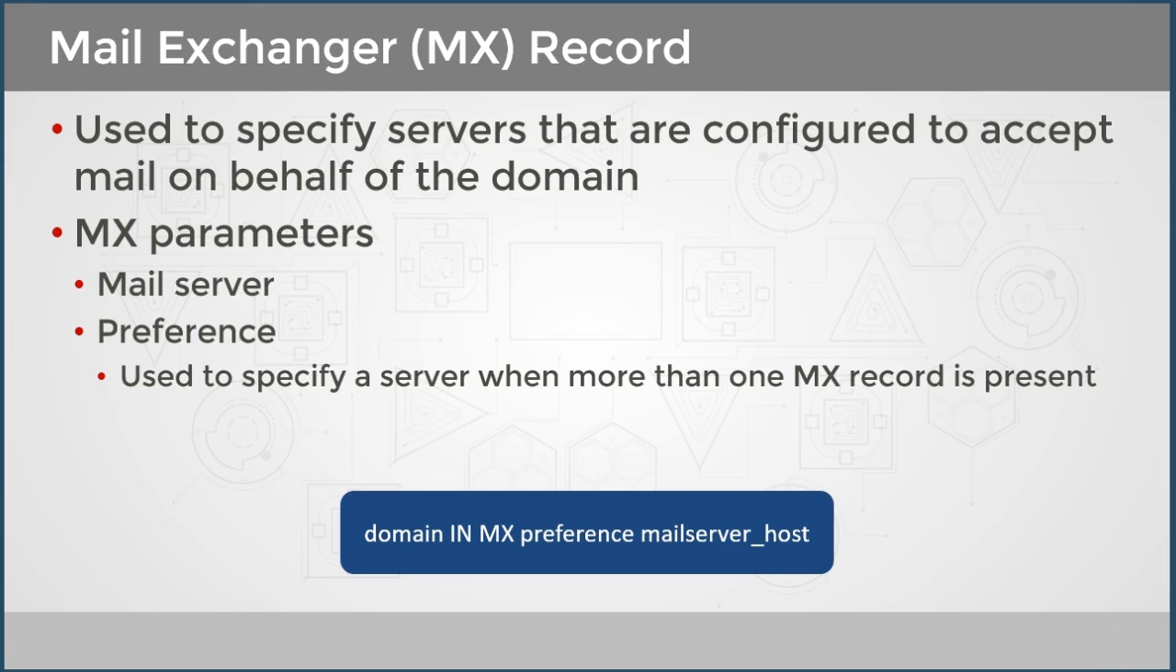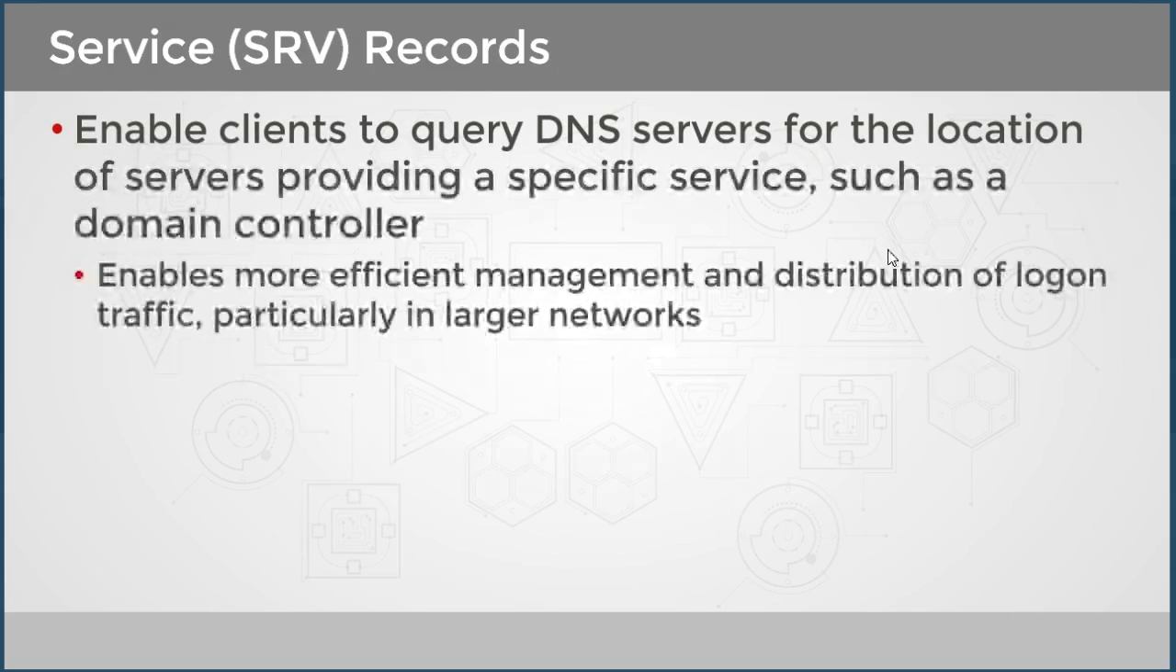So you can see an example here, the domain it services, IN for internet, MX as the mail exchanger. And again, if there is a preference, you could specify mail server 1 as the preferred server.